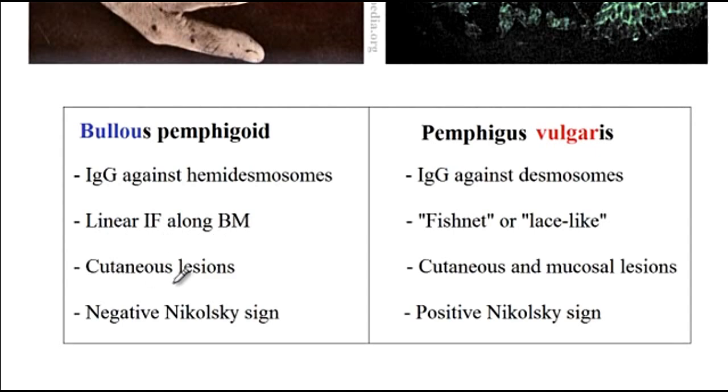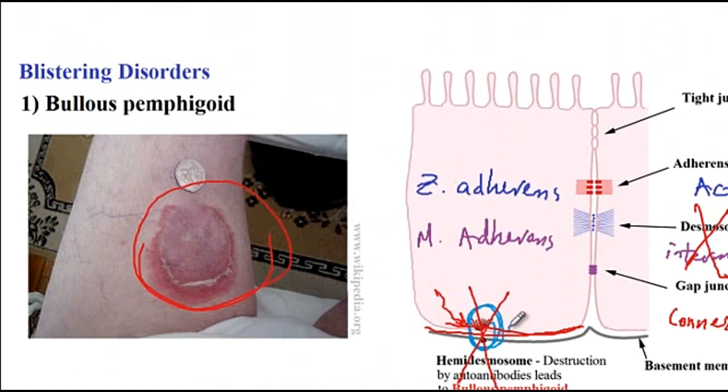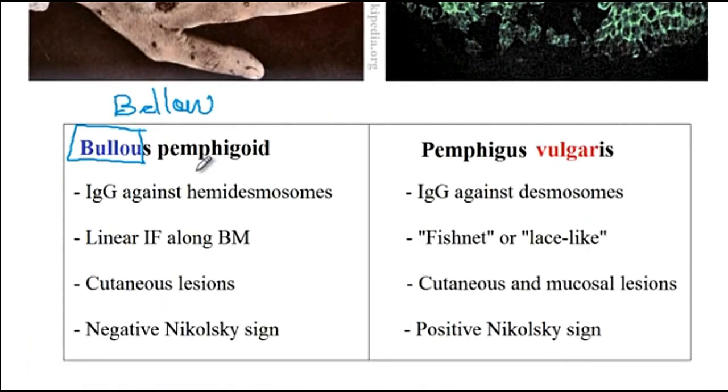This disorder only has cutaneous involvement and does not affect the mucosa, and there is a negative Nikolsky sign. And so the memory aid that I have for you is that bullous pemphigoid affects the layer below the epidermis. You know how the antibodies are being formed against the hemidesmosomes, which are at the lower level of the epidermis. So that's how you can memorize that bullous pemphigoid is affecting the layer below the epidermis.